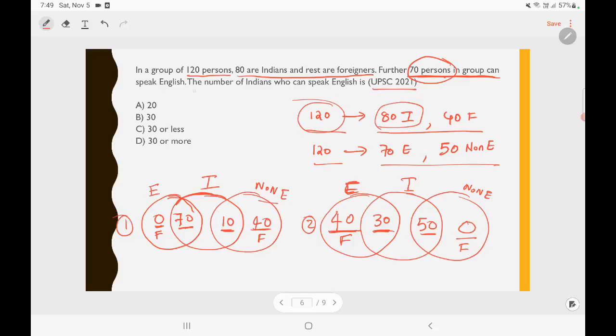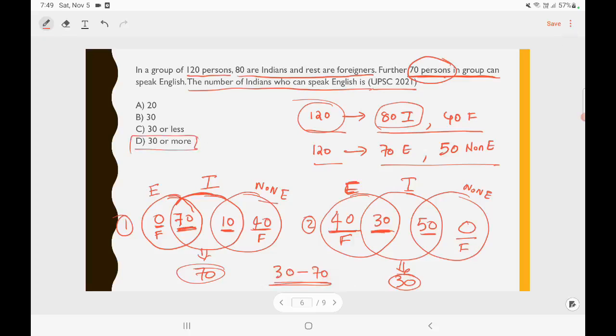Now the question has asked the number of Indians who can speak English. So in the first extreme condition, how many Indians can speak English? It is 70. In the second extreme condition, how many Indians can speak English? It is 30. So the number of Indians who can speak English will be between 30 and 70, because in one extreme condition you get 30 and in another you get 70. So option D is the right answer, that is, 30 or more is the right answer.